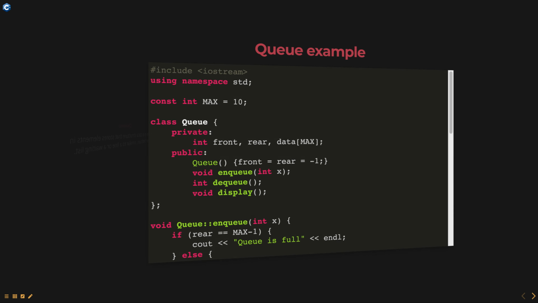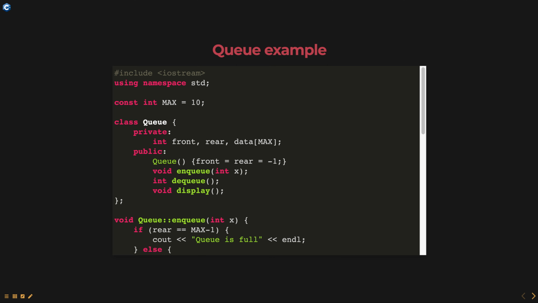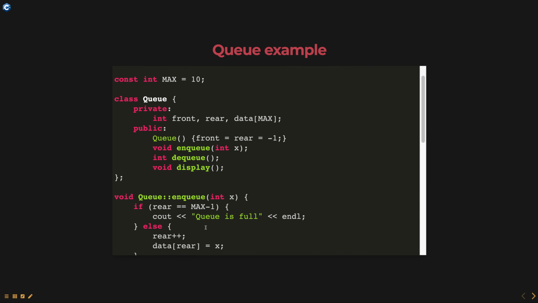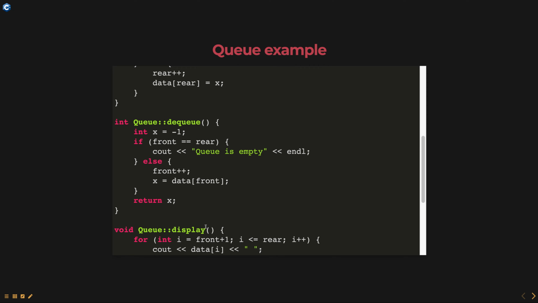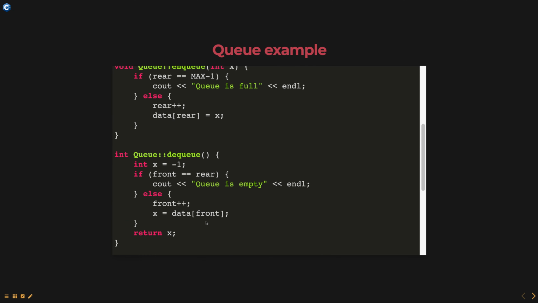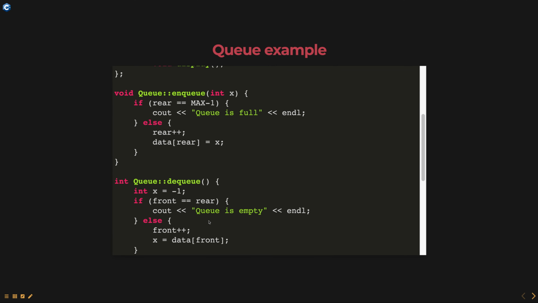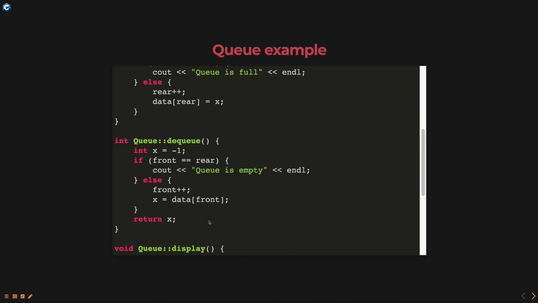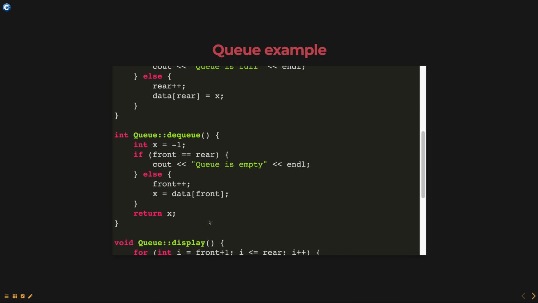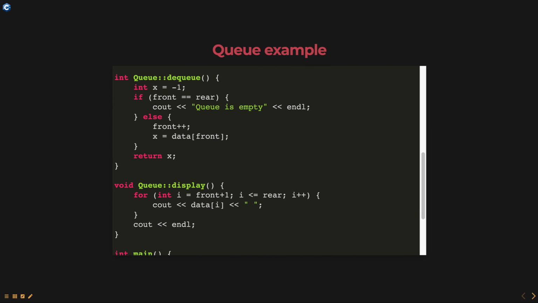And here is a basic example of how a queue can be implemented in C++ using an array. This code defines a class queue with three methods: enqueue, dequeue, and display. The enqueue method adds an element to the rear of the queue, while the dequeue method removes and returns the element from the front of the queue. The display method displays the elements in the queue.